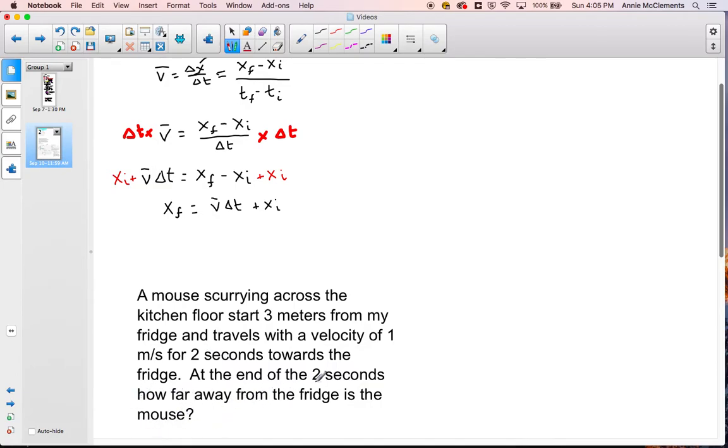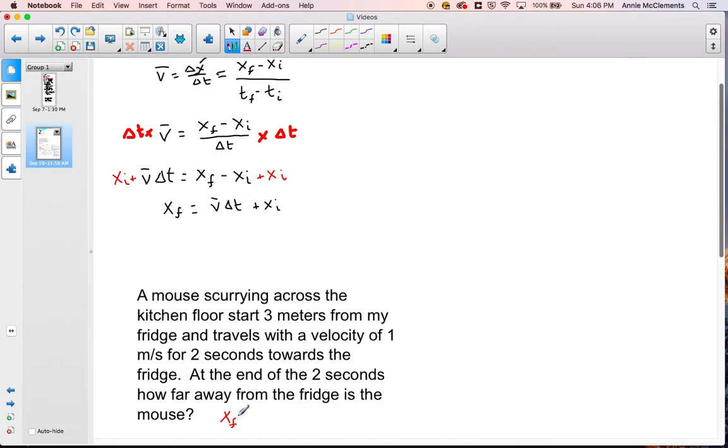Right, so the first step in this problem is to figure out what are they asking me for? It wants to know at the end of the 2 seconds how far away from the fridge is the mouse, right? So we're looking at the end of the time interval, right? And we want to know something about distance, right? So it's a safe bet that we're going to want to solve for final position. At least that's my initial inclination, is that we're solving for x f, right?